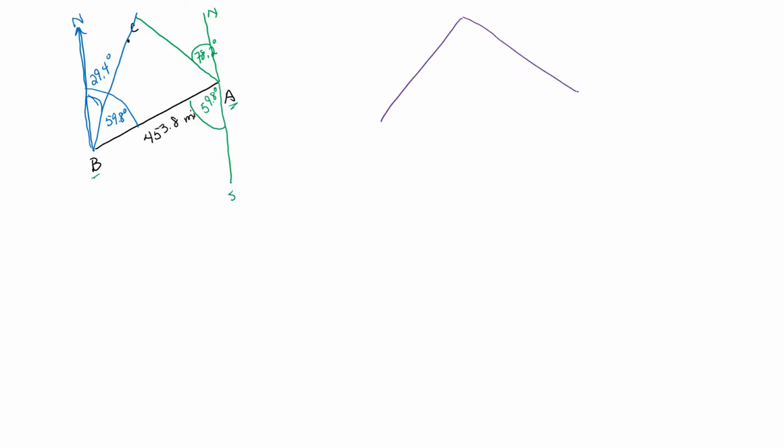So here's what I'm seeing. Here's B, here's A, here is C. I know this is 453.8 miles. That's about the only thing that I truly know about that triangle. But I say that I can find angle A. And here's why I say it. Here is angle A right here.